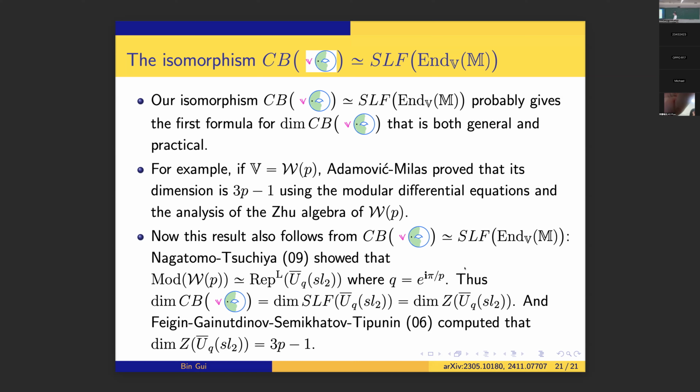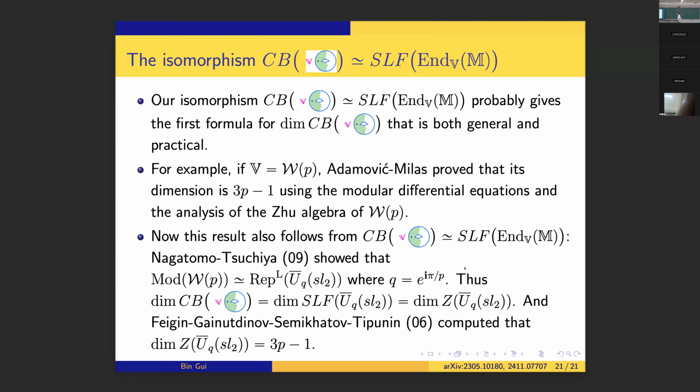It could be used to compute the dimensions of conformal blocks. For example, if you take V to be the triplet algebra W_p, it was known before, due to the work of Adamović and Milas, that the dimension of the torus conformal blocks is 3p minus 1. The method they used to compute this dimension was by combining two results. First of all, they used the modular differential equations to get a lower bound, and they showed that the lower bound is 3p minus 1. And then they studied the Zhu algebra, and the result on the Zhu algebra gave them an upper bound, which is also 3p minus 1. Then they combined them together and showed that this dimension is precisely 3p minus 1.